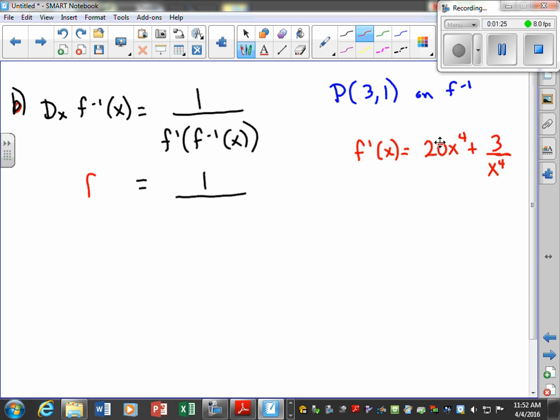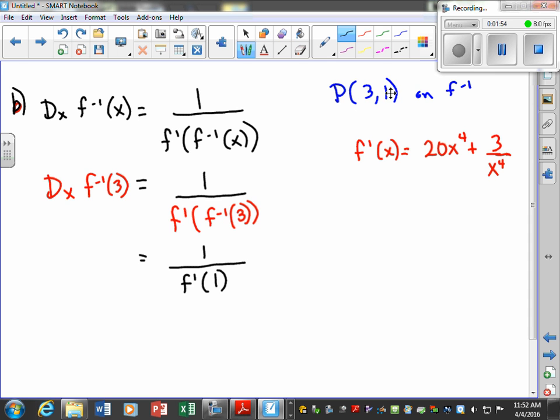So it's going to be the derivative of the function when x is 3. So it would be f prime of f inverse of 3. Okay, now to calculate this, go to your f inverse when x is 3. What's the y value? It's just going to be 1. So it's going to be f prime of f inverse of 1.